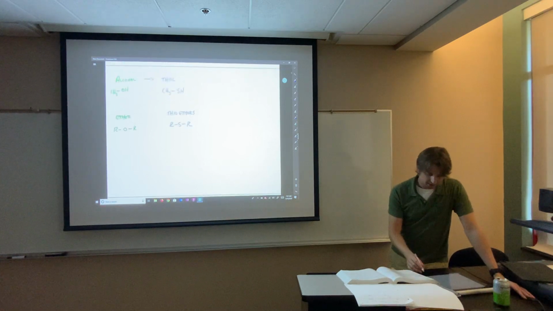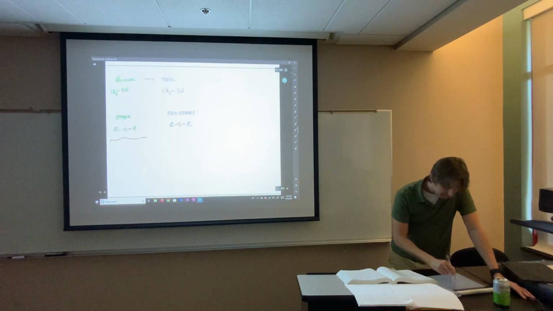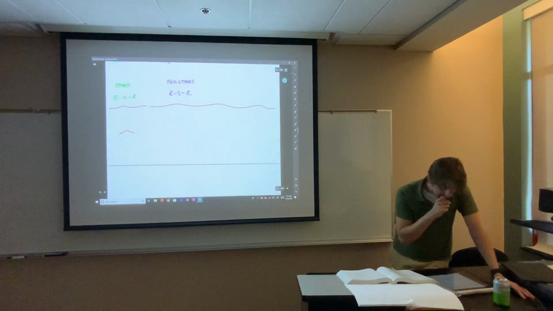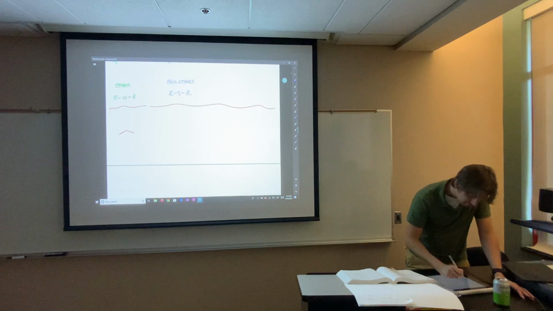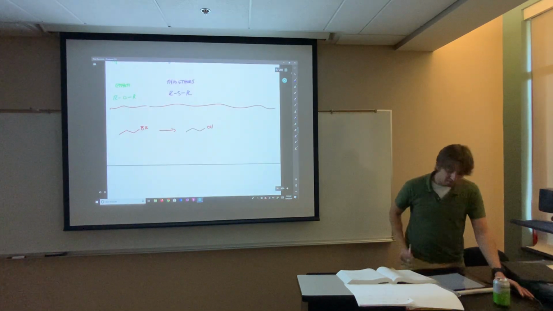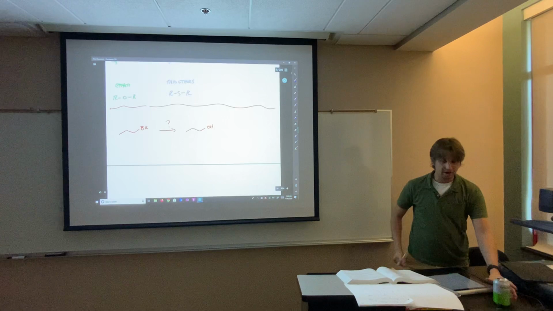But anyway, let's talk real briefly about how we could make a thiol. All right, so let's say that I wanted to do this transformation here. Let's say I wanted to do that transformation there. How could I do that?